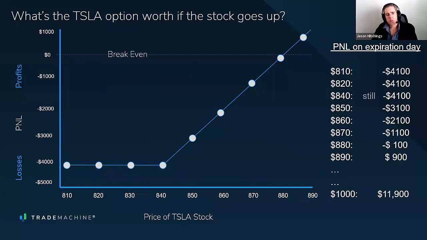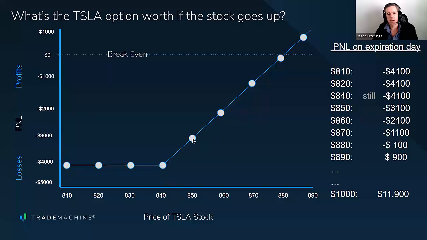So we can chart that out. What we see is we've lost about $4,100 in the scenario that Tesla ends up at 810 or 820 or 830 or 840. It has no additional value in the option. As Tesla starts to go up, we're not profitable because we spent $4,100, but at least we're starting to make some of our money back.